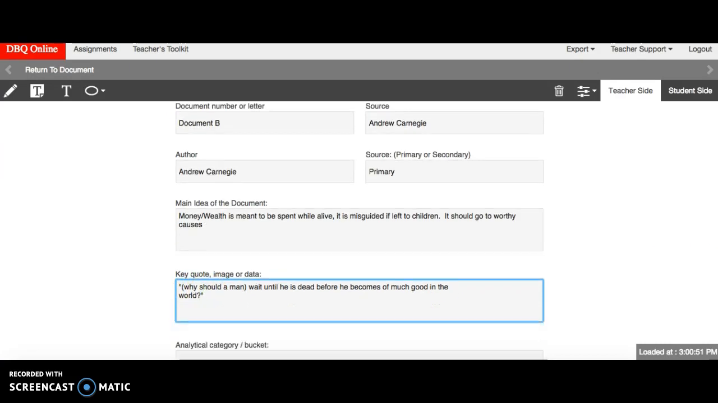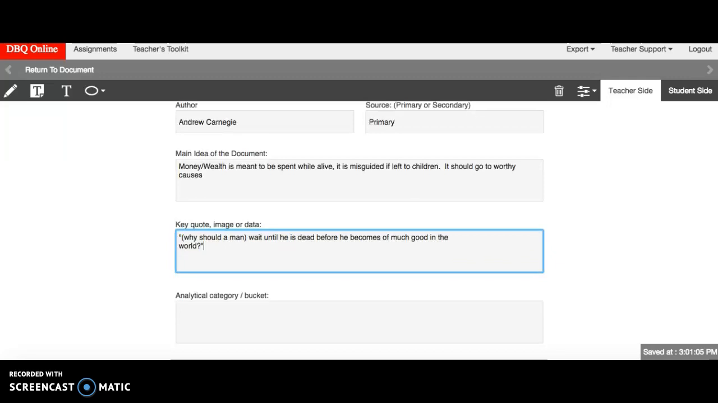So in our next episode, once we've gone through and followed these basic steps to analyze our documents, we will continue our analysis into categories and bucketing them, and actually taking these documents and developing an answer to our essential question.